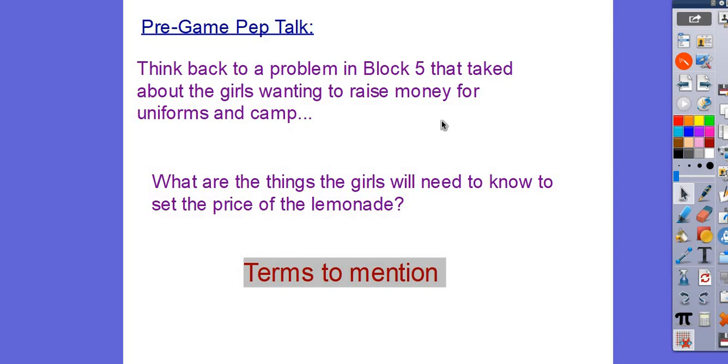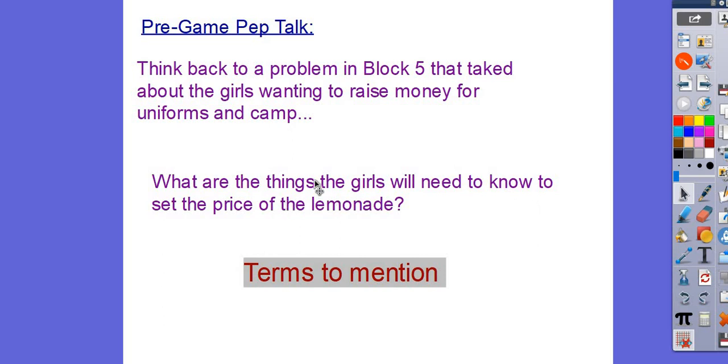And when they're raising money, what are some things the girls, well, there was one, two, I guess girls and a guy, will need to know to set the price of the lemonade? So maybe pause the video for a second and come up with some ideas of what they need to take into account when selling a product. And I have some hidden terms underneath here that I hope gets brought up in your discussion.